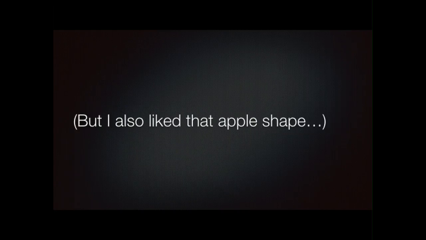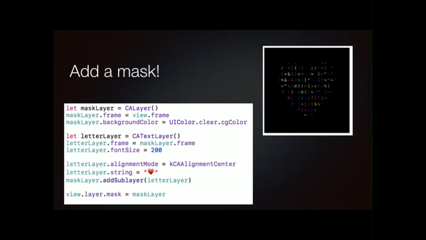But I like the apple shape, not just the field of characters. So how do we get there? Well, we can apply a mask layer to our host layer. Okay? That's really easy. We set up a mask layer, and we get a frame, and set the mask layer to be clear as a background color, because the mask is going to use wherever the alpha is 0, it won't draw anything. Wherever the alpha is 1, it will draw something in. Everywhere else, it will do something in between.